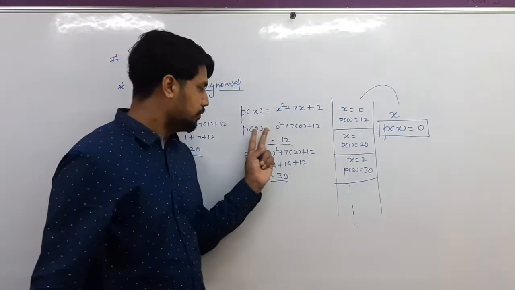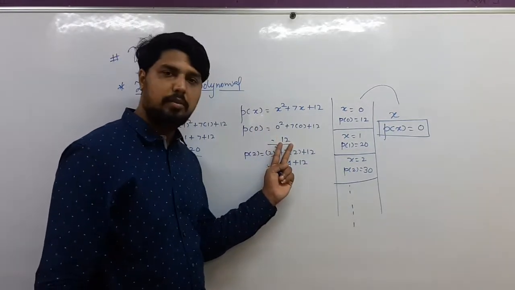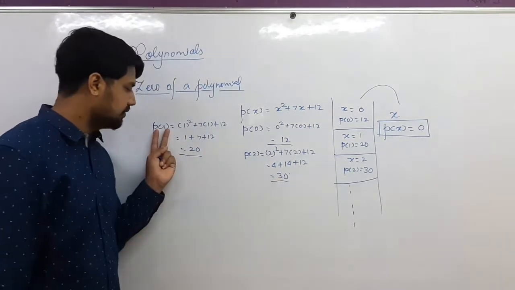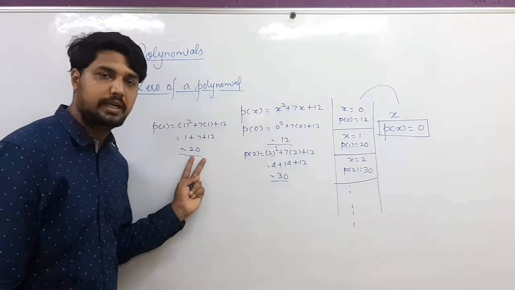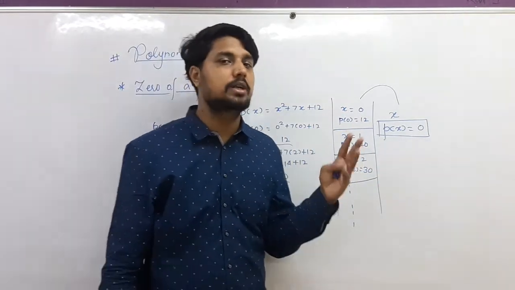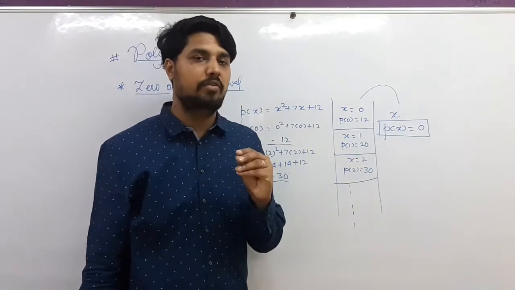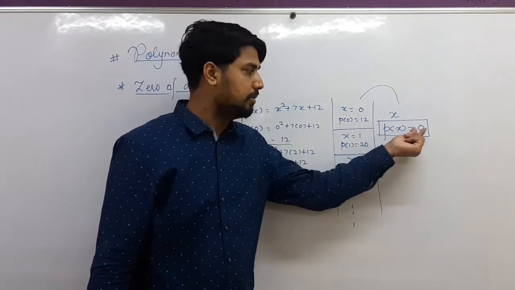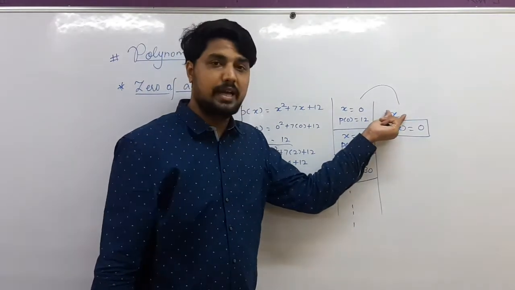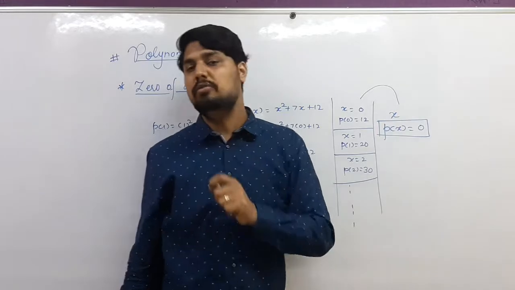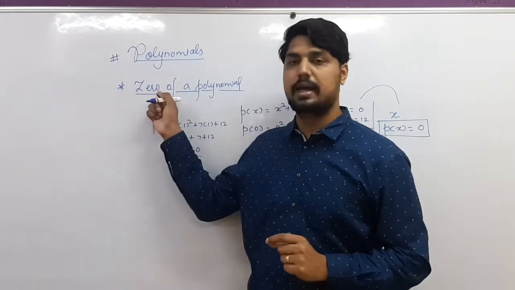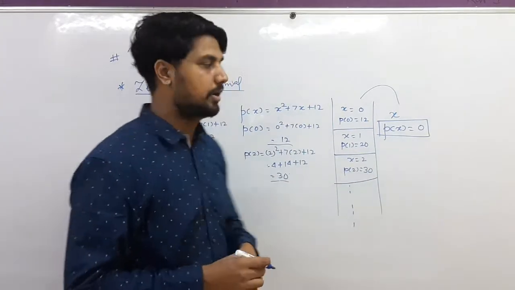Now here, when we put x is equal to 0, the value of the polynomial is 12. When x is equal to 2, the value of the polynomial is 30. When x is equal to 1, the value of the polynomial is 20. Similarly, for some value of x, I don't know what it is, the value of the polynomial can become 0. The value of x for which the value of the polynomial becomes 0 is known as a zero of the polynomial.